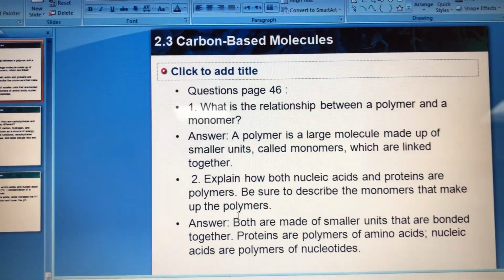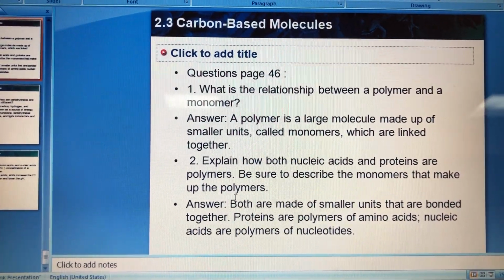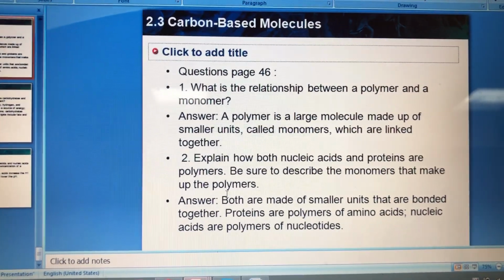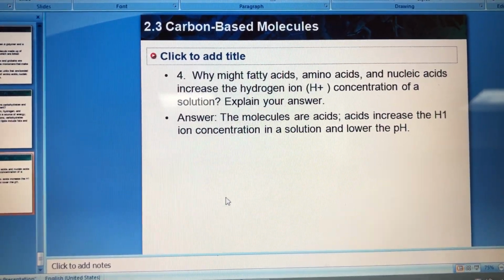Check this and see the questions on page 46. Answers are ready, written for you, the model answers. Okay?